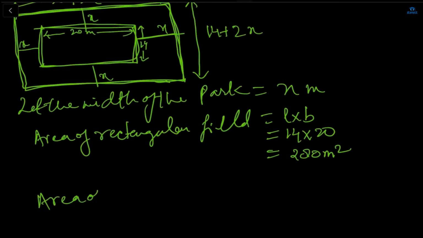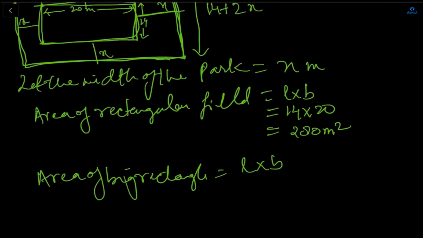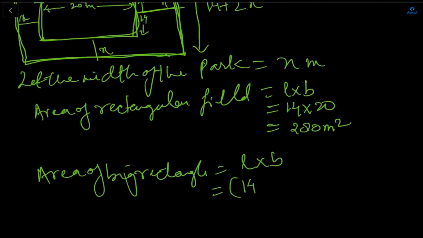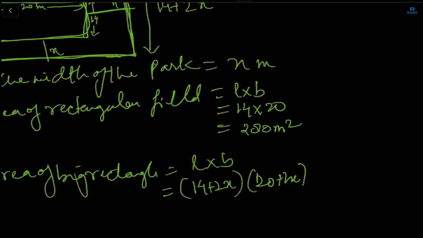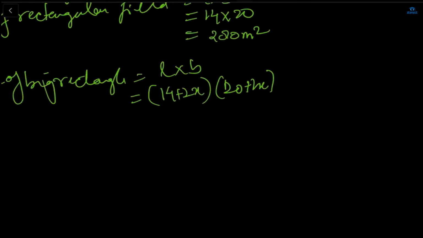Area of big rectangle is equal to, again, length into breadth, but this time your length will be 14 plus 2x and breadth will be 20 plus 2x. Sorry, length was 20. So you can see that length is 20 and breadth is 14. I've written it wrong, so just the order is different. I correct it: 20 plus 2x and 14 plus 2x.